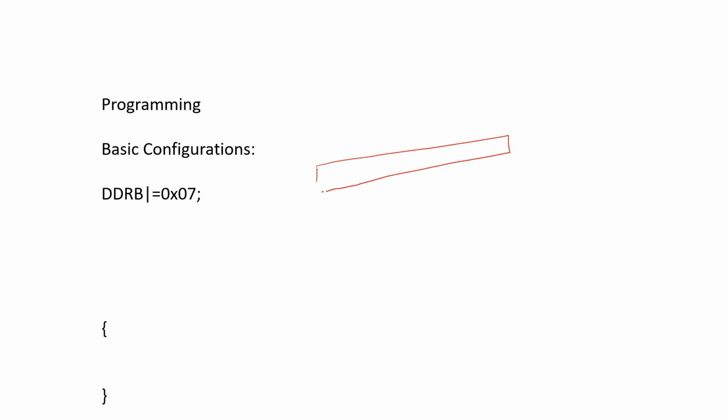Now let's look at the programming part. First we have to do basic configuration. We have to configure PB0, PB1 and PB2 in output mode. For that we have the data direction register, so we have to write 111 in the corresponding bit positions of DDRB, because this one is for PB0, this one is for PB1, and this one is for PB2.